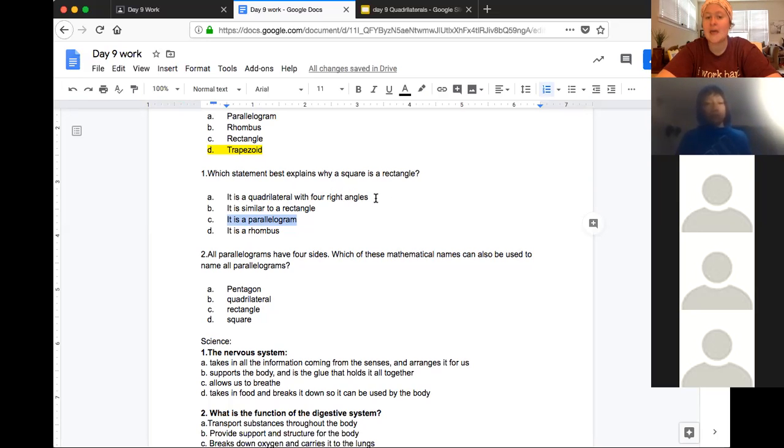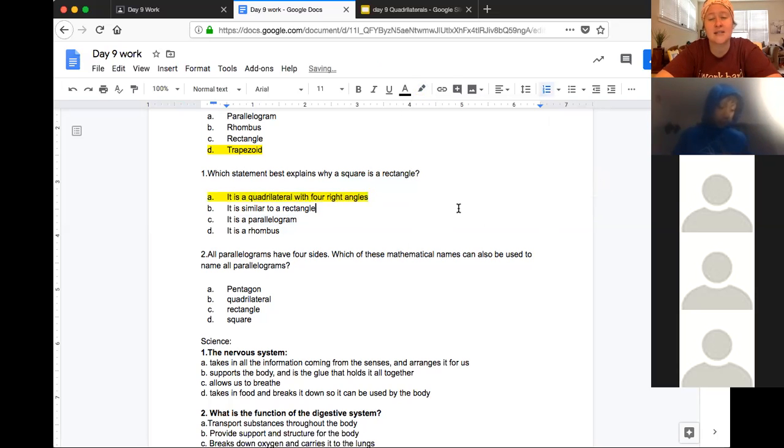Parallelogram. Think about the angle sides. What does a parallelogram's angles look like? Does a parallelogram have a right angle like a square? No. Does a parallelogram have a right angle like a rectangle? No. So yes, a parallelogram is a square and a rectangle. That is true. But I want to know why a square can also be called a rectangle, and it's because they both have right angles. The answer would be A.